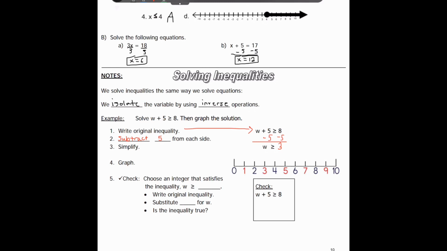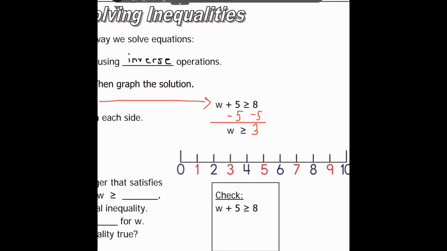So let's graph this solution. We know how to do so from yesterday's lesson. W is greater than or equal to 3, so we're going to place a circle directly above where our solution is. We have our solution at 3, so I'm going to put a circle above 3. This circle needs to be filled in because it's a greater than or equal to sign. And then for a greater than or equal to sign, the arrow is going to point to the right. So I'm going to write that onto my graph.